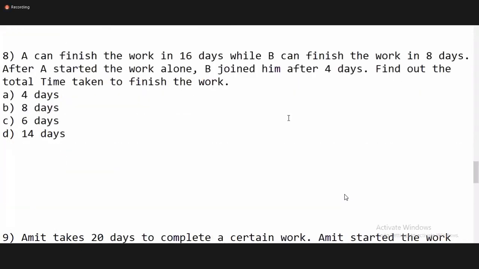Yeah. People joining, leaving. Yes. Okay. Anybody 8 days? Okay. 8 days.